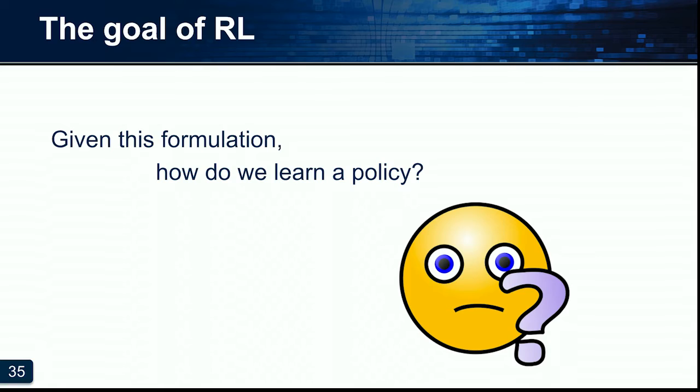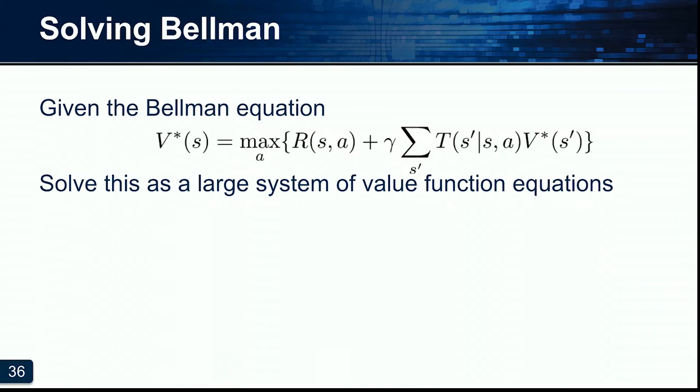So given this formulation, how are you actually going to learn this? So it's nice, I've given you some of the math in there, but then how are you actually going to learn these value functions so that we can then find this policy, right? So we're going to go back to that Bellman equation, and what this optimal Bellman equation gives us is that we have to solve this as a large system of value function equations, right? But the challenge is that we have that max operator there, so it's nonlinear, as we're trying to solve it.